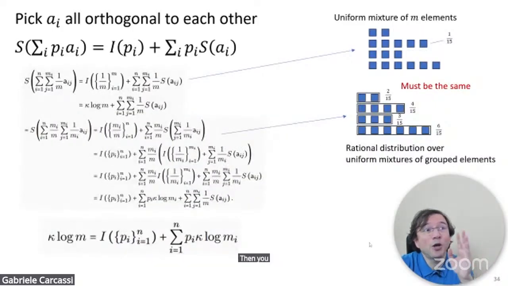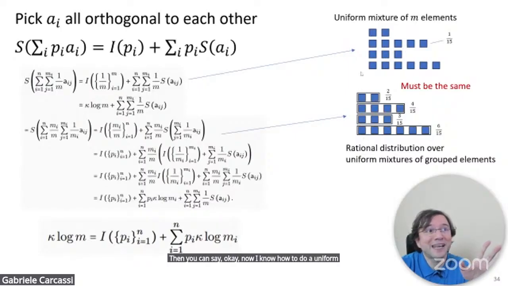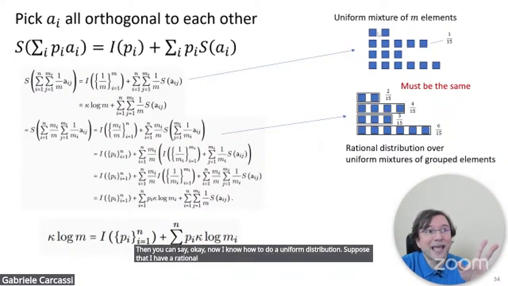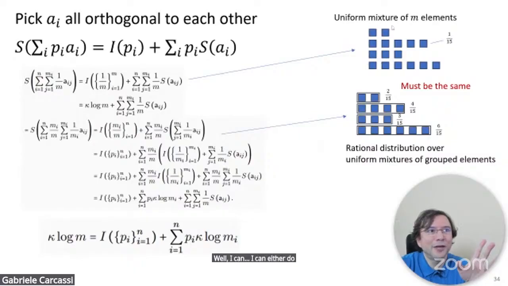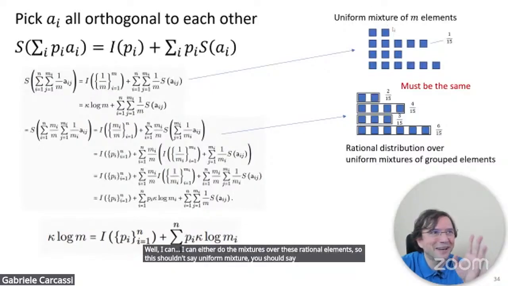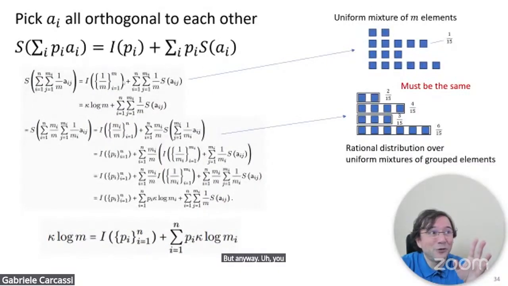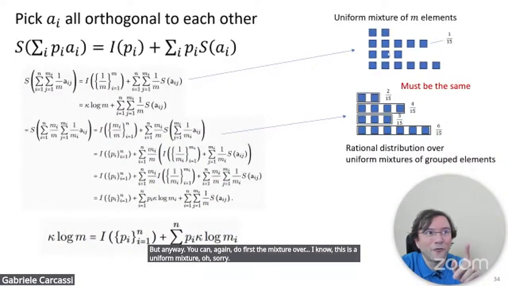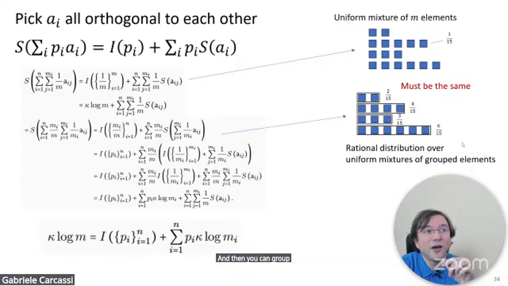Then you can say, okay, now I know how to do a uniform distribution. Suppose that I have a rational distribution, so that I have 2/15, 5/15, 3/15, and 6/15, right? Well, I can do the mixture over these rational elements. This shouldn't say uniform mixture, you should say rational elements. But anyway, you can again do first the mixture of all the single elements, and then you can group these so that you obtain the rational distribution.